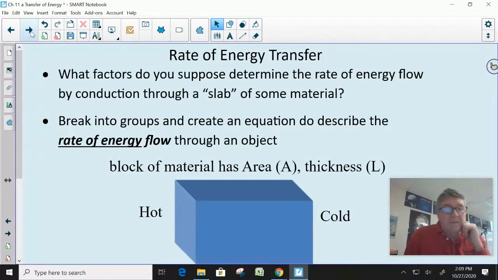Now again, this is typically what the AP asks. They give you some material of a certain area, a cross-sectional area at the end, with a certain thickness, and if you put a temperature gradient or temperature difference, hot side, cold side, how quickly does that energy flow across? As you might suspect, how quickly it flows depends upon the thickness, the area, how hot and cold it is, and what it's made out of.